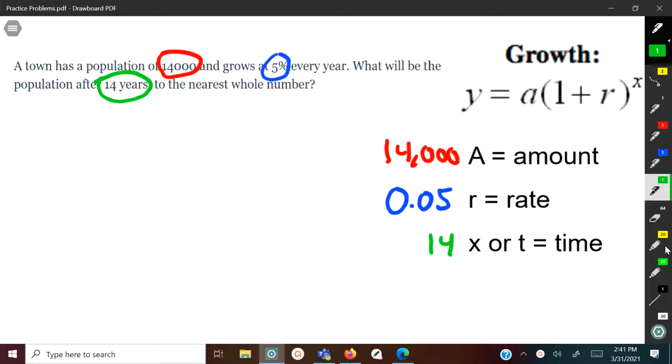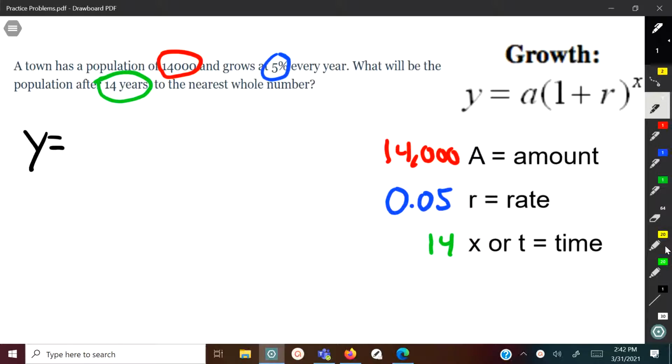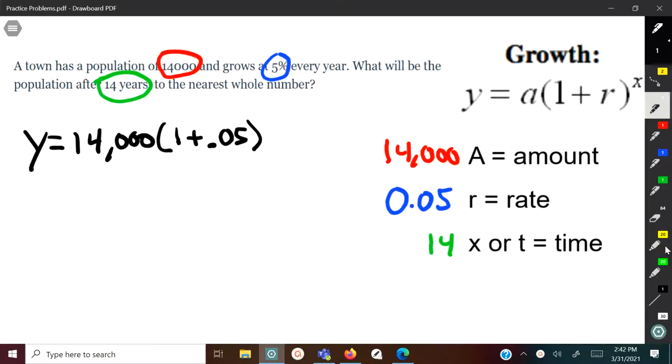Now all you have to do is put each one of those components into your formula. I'm going to write it out just like that. So the y, or the actual answer here, is going to be equal to A, which is 14,000, parentheses 1, which is in the formula, plus, and I'm going to tell you why it's growth. I'm going to leave off that 0 there. 0.05, raised to the 14th.